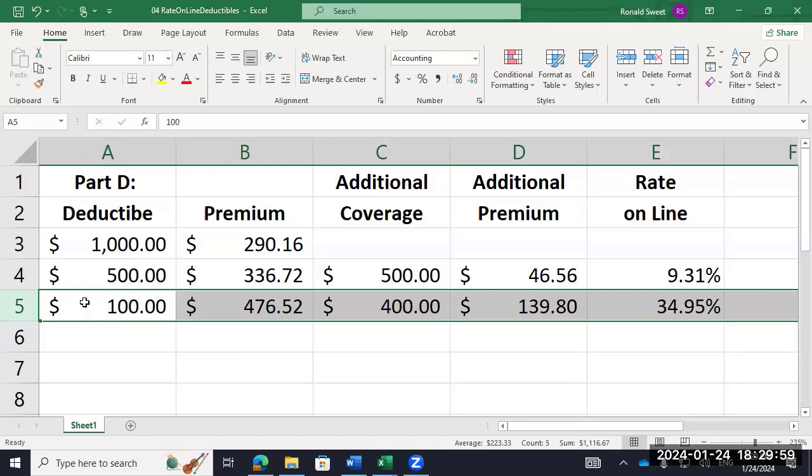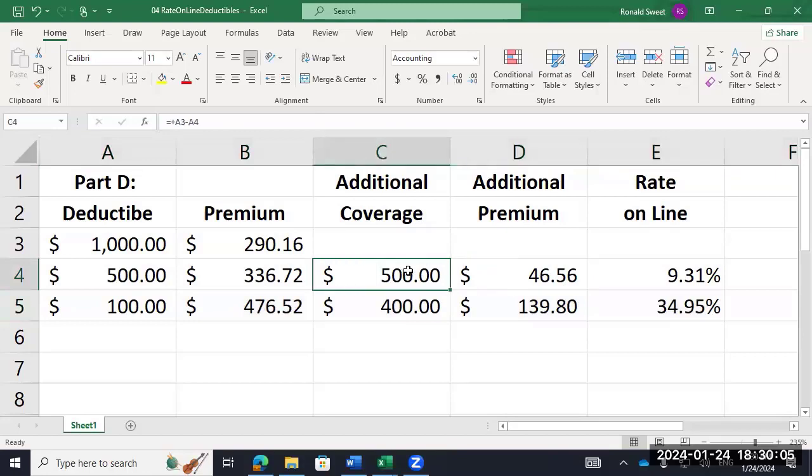Yeah, John? Just checking, you said rate online, you want it to be the lowest rate? Yeah, because you're taking the additional premium divided by the additional coverage. So it's how much does that cost per extra dollar of coverage? Here, every extra dollar of coverage costs you an extra 9 cents, whereas here, $1 of extra coverage costs you 35 cents.